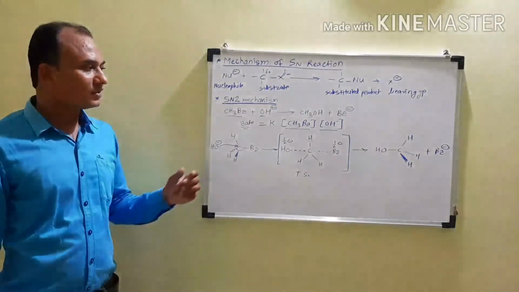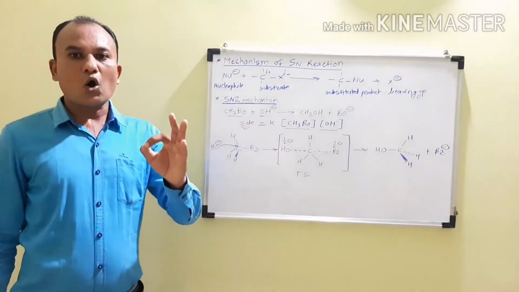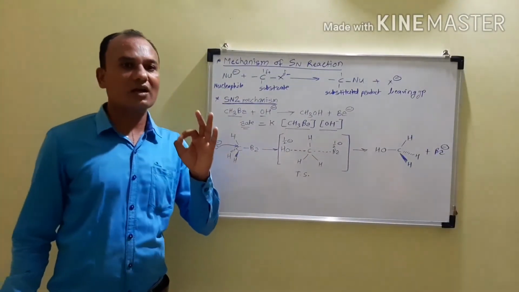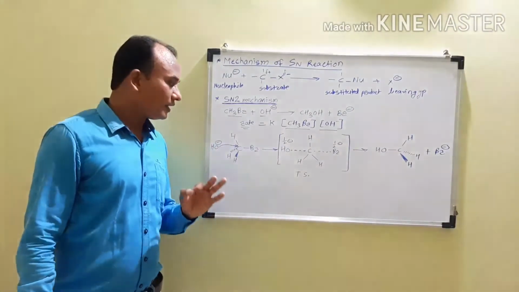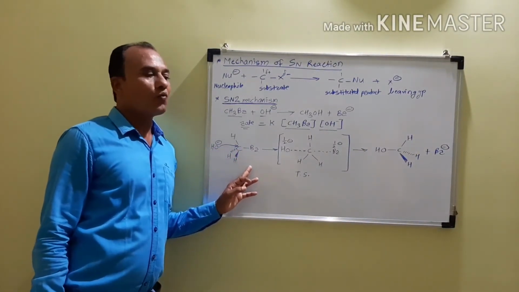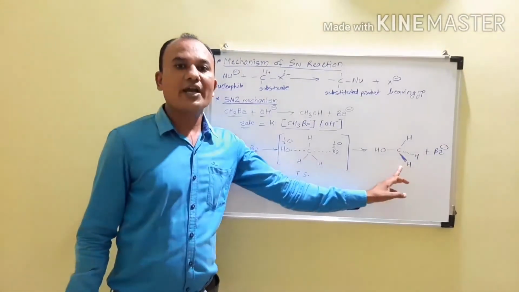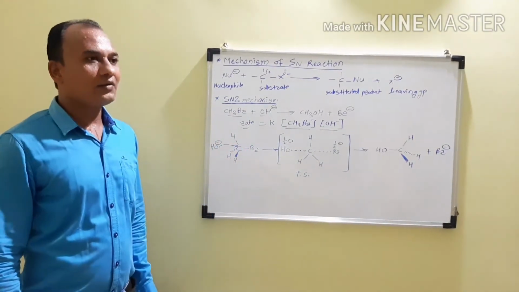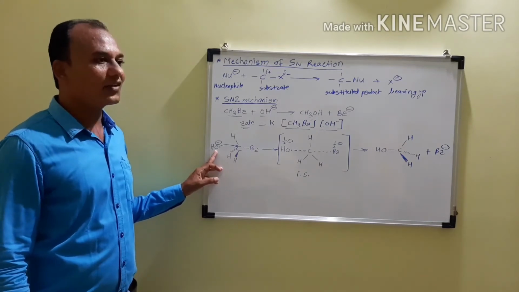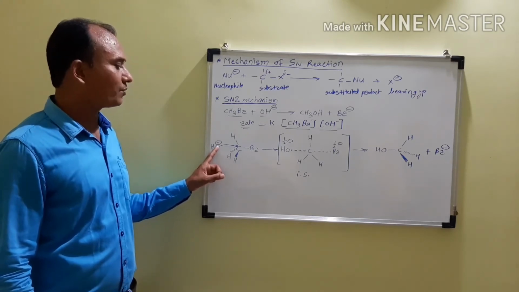Now when we are using an optically active substrate, which means it contains a chiral carbon atom, in that case we are getting the inverted product. Why are we getting the inverted product? Because the hydroxyl ion attacks from the back side of the substrate. Why will there be an attack of the hydroxyl ion from the back side?